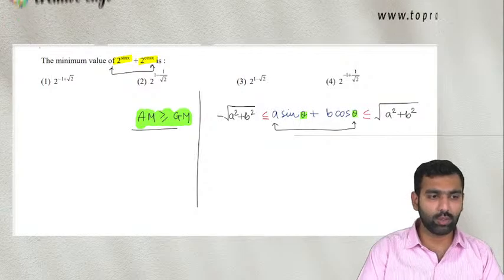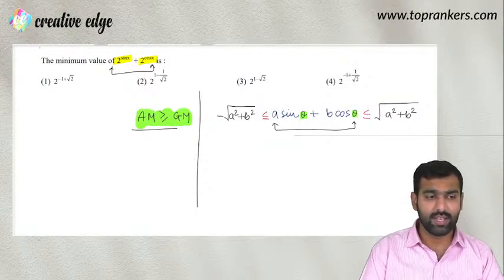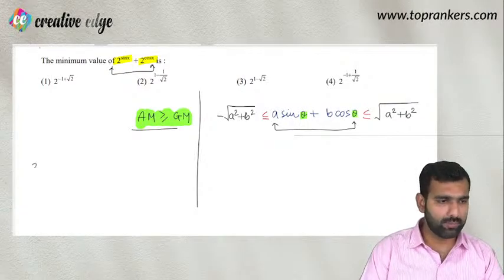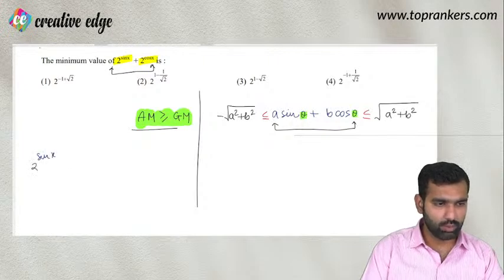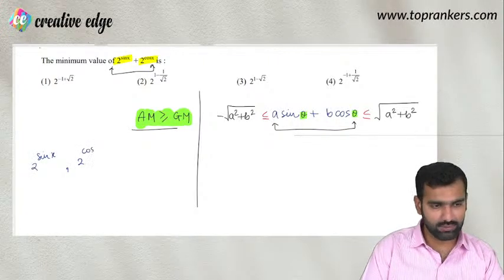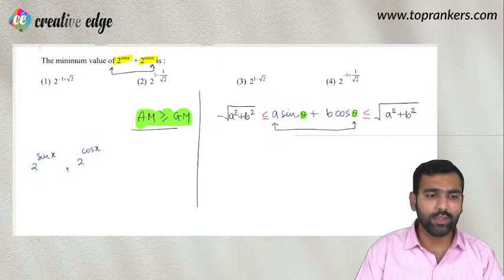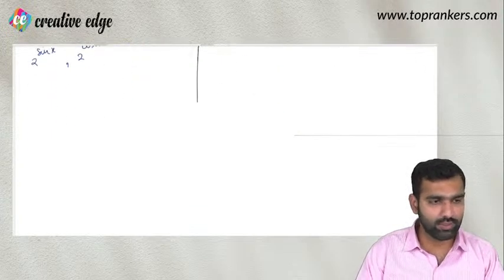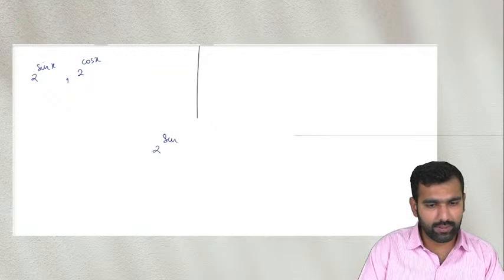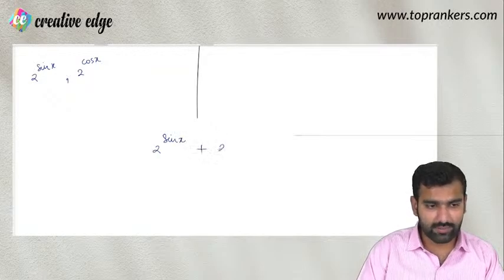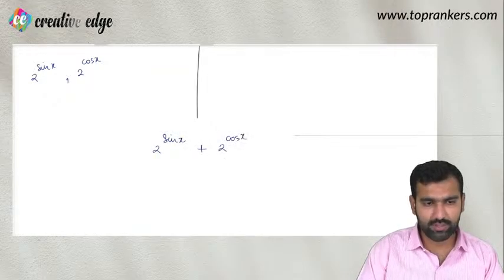So मैं एक काम करता हूँ, मैं दो टर्म्स ले लेता हूँ, 2 to the power sin x plus 2 to the power cos x. I'm using this property. तो दो टर्म्स है मेरे पास, कौन कौन सी? 2 to the power sin x and 2 to the power cos x. I'm really sorry, this is to the power sin x. इन दोनों टर्म्स का अरिथमेटिक मीन क्या होगा? Arithmetic mean will be 2 to the power sin x plus 2 to the power cos x divided by 2.